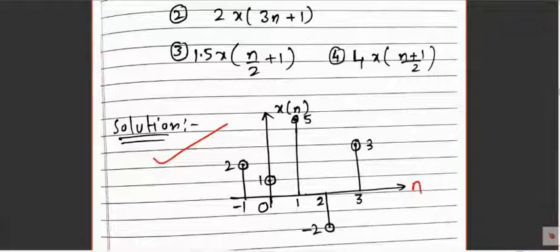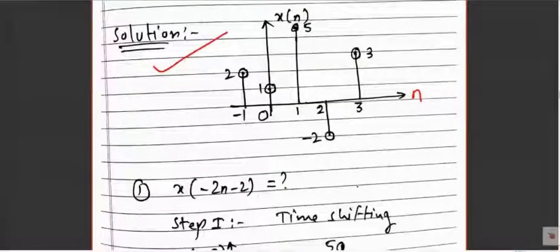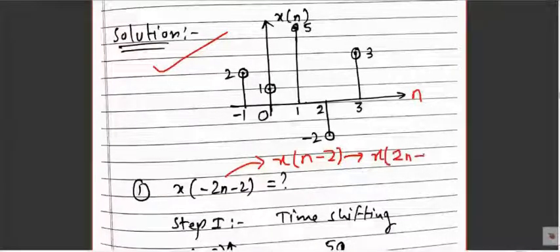Okay. Now what we have to sketch? We have to sketch x of minus 2n minus 2. So the first step will be shifting, that means x of n minus 2. Second step will be scaling, that means x of 2n minus 2. Third step will be folding, that means x of minus 2n minus 2. We have to follow the precedence rule.